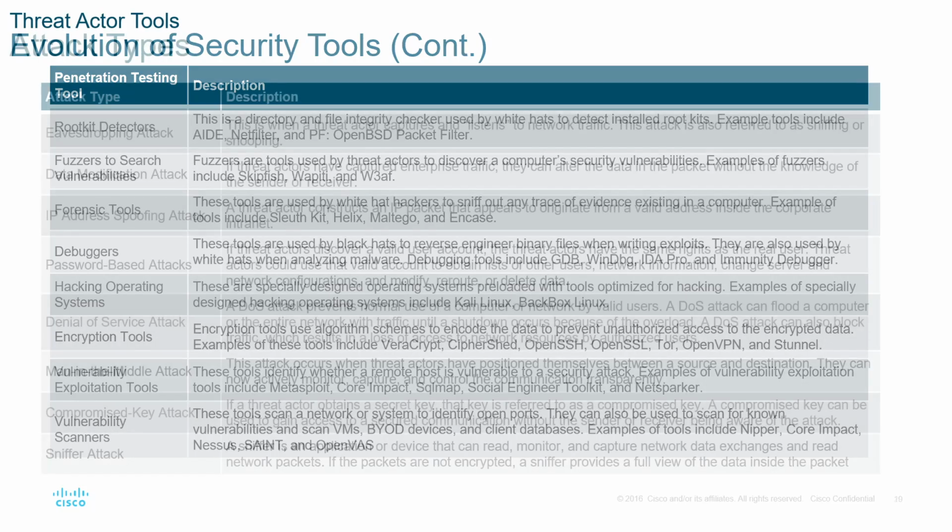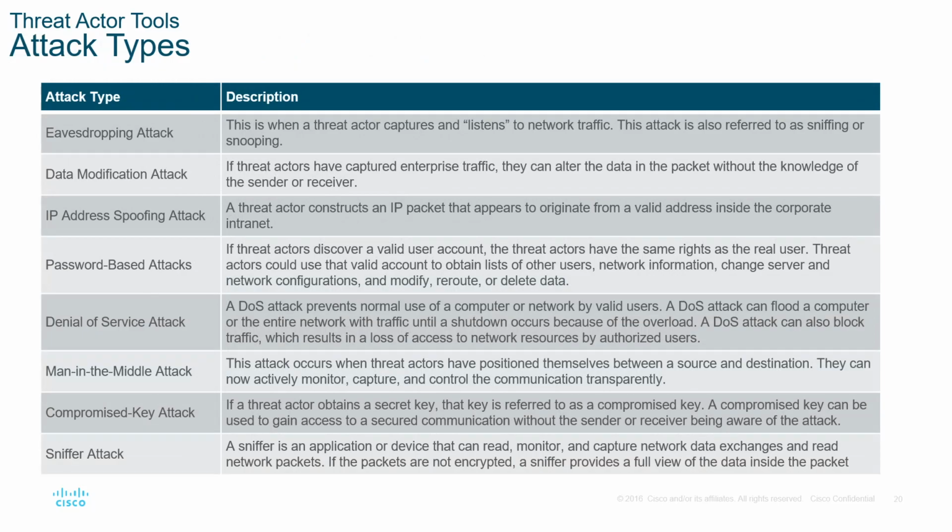Be all good. Alright, we also got all the network attack types. Eavesdropping attack, data modification, IP address spoofing, password based, denial of service, man in the middle, compromised key and sniffer attack. All of these, mate. Pretty self-explanatory, right?